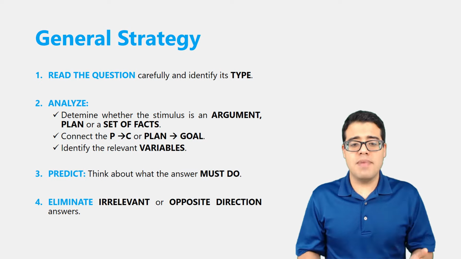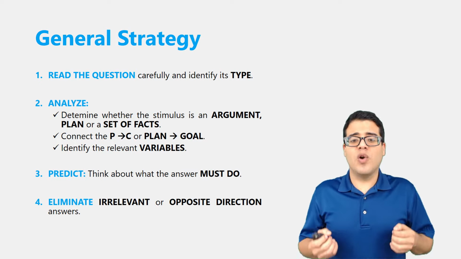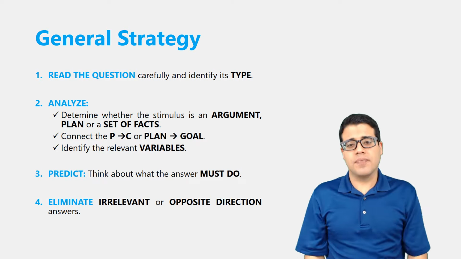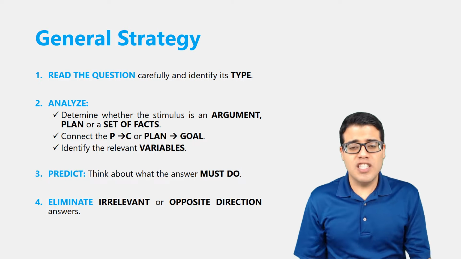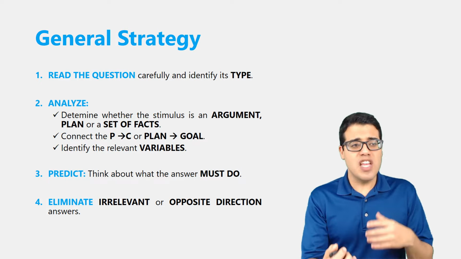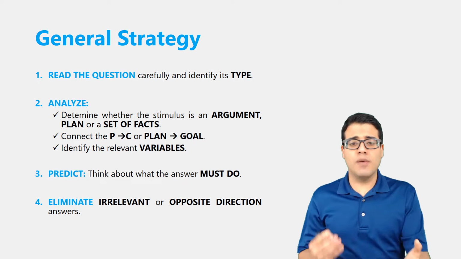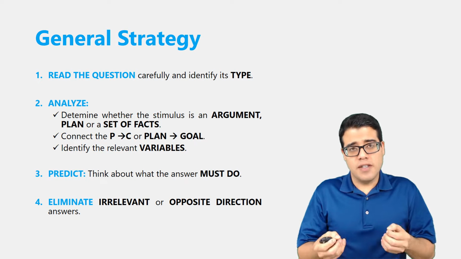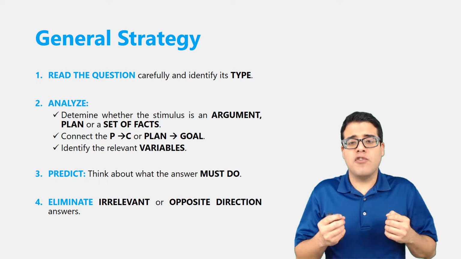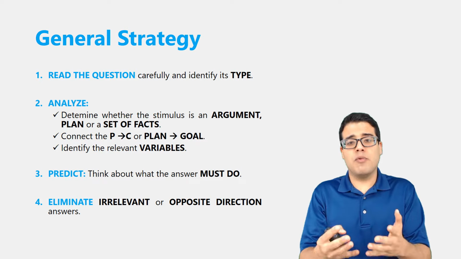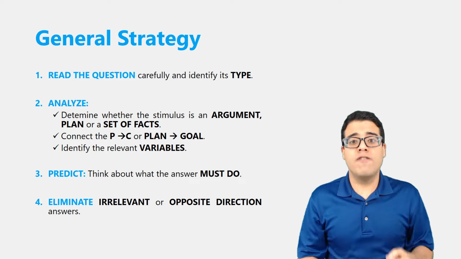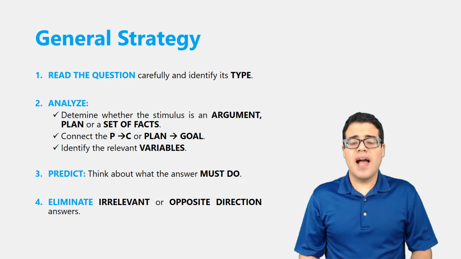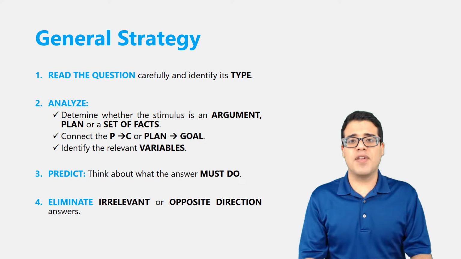Finally, you will eliminate irrelevant information or opposite direction answers. Most irrelevant information is out of scope. It is not related with the variables in the premise, conclusion, or plan objective. Or sometimes you can have right answers that use different variables, but those variables will be directly related with the variables from the stimulus. And finally, how long do you have to answer a critical reasoning question?